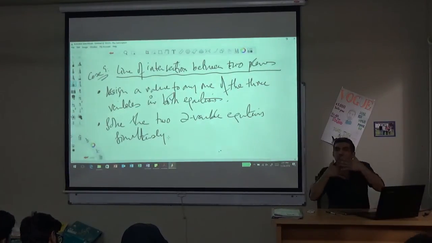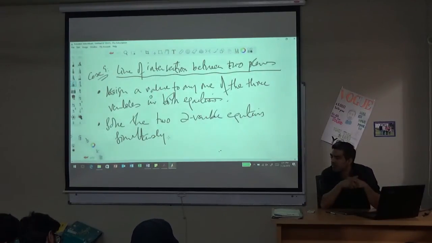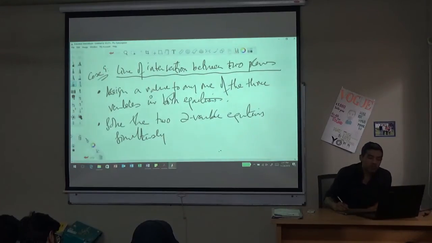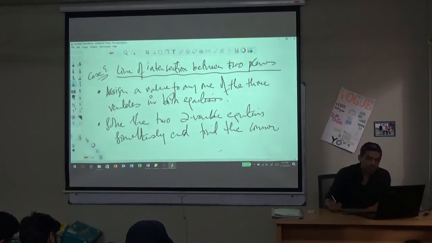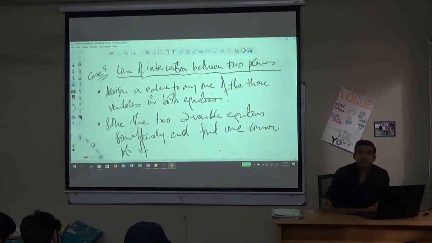Now the 2 equations have come down to 2 variable form, because you've already assigned one value to one of the variables. So solve the two variable equations simultaneously and find one common point of intersection, because there are millions of points of intersection. Find one common point of intersection.